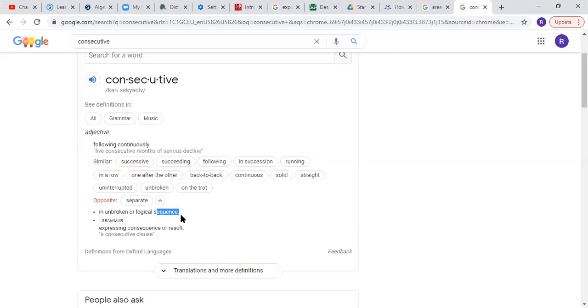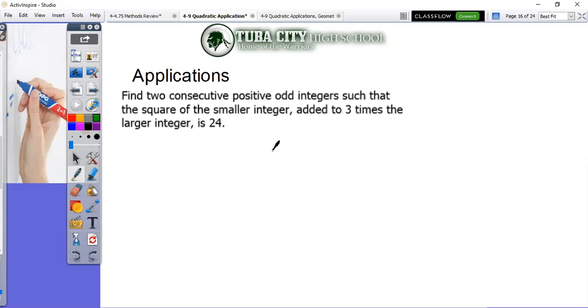So the main thing we're looking at here is sequence. Basically it means one after the other, unbroken. So this means that these two numbers are next to each other. And they also have to be positive and odd. So something like 1 and 3, or 3 and 5, or 5 and 7. Those are examples of consecutive because after 1 comes 3, the next odd positive number. The next odd positive number after 3 is 5, and so on.